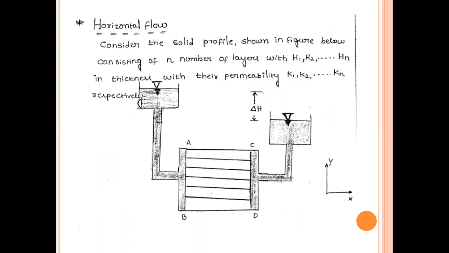In horizontal flow, consider the soil profile as shown in the figure below, consisting of a number of layers with thicknesses H1, H2, and so on, Hn. These are the thicknesses with their permeabilities K1, K2, and so on, Kn respectively. Here, this is the bed. The distance taken is L, and the thicknesses of K1 and so on, Kn.